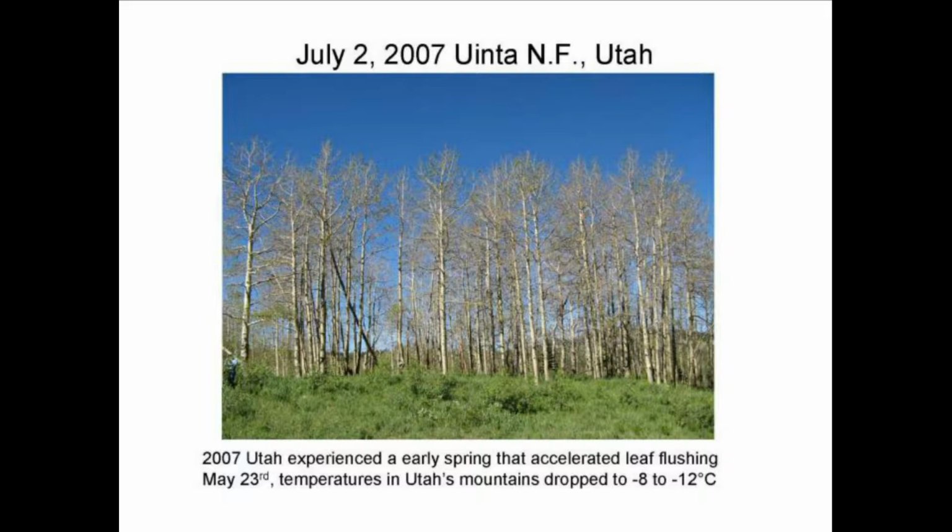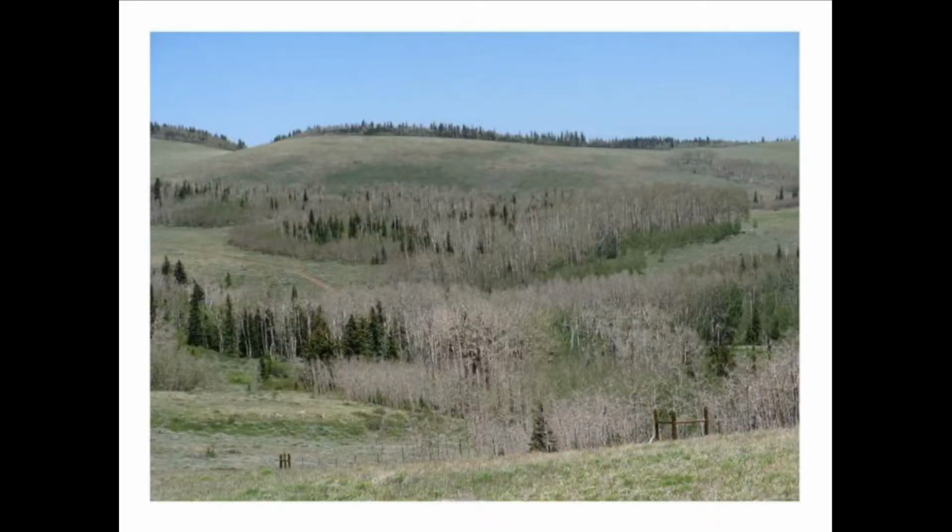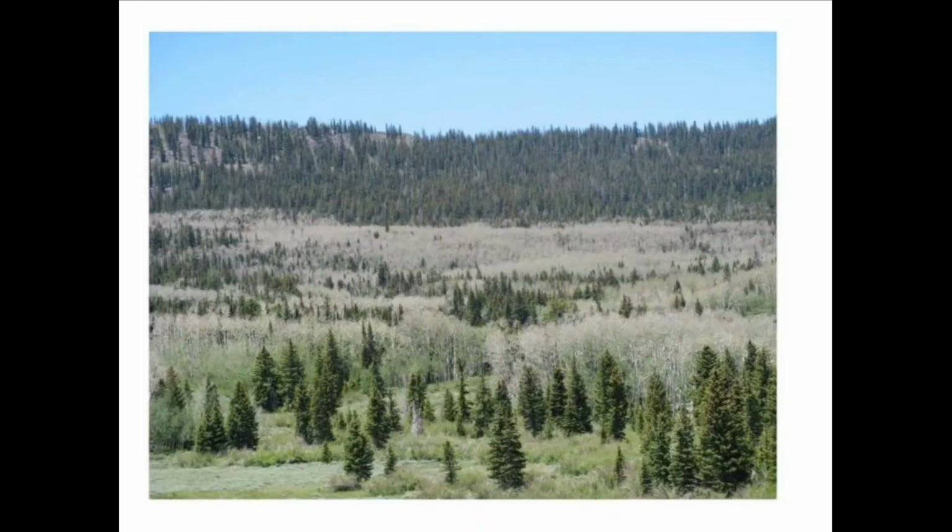So what happened is in 2007 we experienced an early spring that accelerated leaf flushing in the aspen. And May 23rd, temperatures plummeted at high elevations, and we had this widespread aspen defoliation. This is the Fishlake. Again, this is late June, early July, and just complete defoliation of the aspen. And this is an abiotic defoliation in response to the frost damage event. So they didn't leaf back out? I'll get to that. They did, yes.